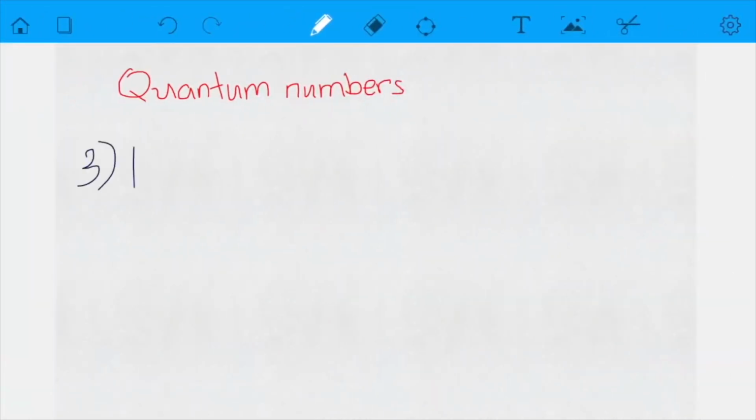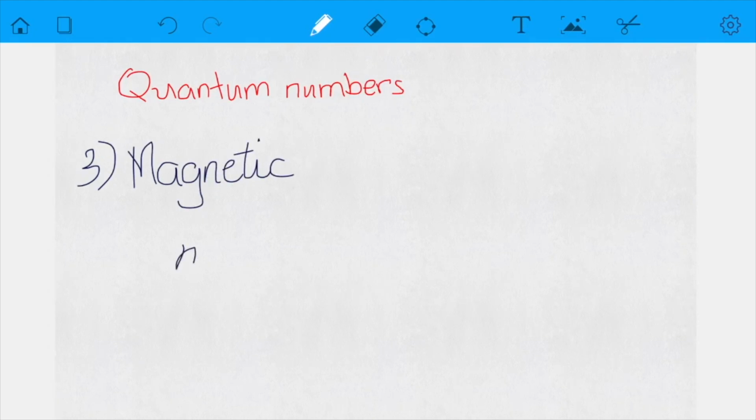So the third quantum number is the magnetic quantum number. It specifies the orientation in space of an orbital of a given energy and shape. The symbol for magnetic is m sub L. This number divides the subshell into individual orbitals which hold the electrons. So the S subshell has one orbital, the P subshell has 3 orbitals, and so on. This number goes from negative 3, negative 2, 0, and going to positive 3.